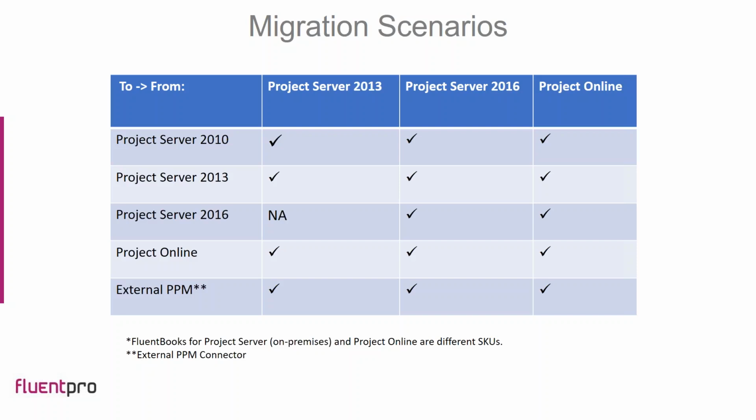And FluentBooks, which is migration software designed by FluentPro, supports the following directions that you can see on the screen. So this tool is designed to help Project Server administrators to perform configuration and data migration between Project Server and Project Online environments.